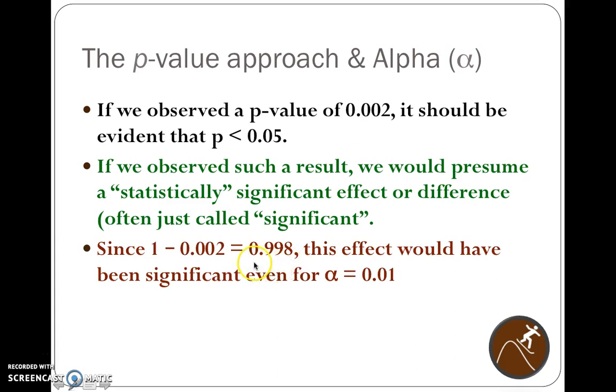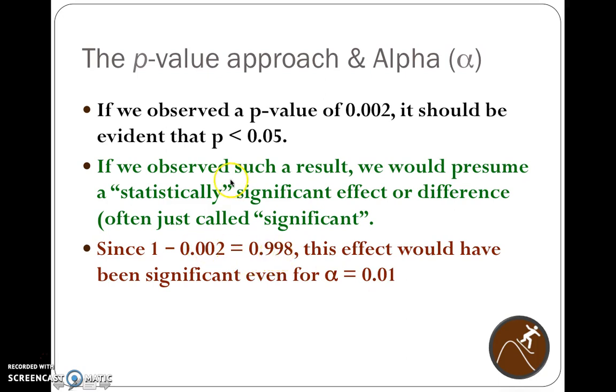Also, maybe we didn't have our alpha set at 0.05. Maybe we set our alpha level at 0.01. Since 0.002 is less than 0.01, that would be significant. In fact, if we set it at 0.005, it would still meet it, because 0.002 is less than 0.005.